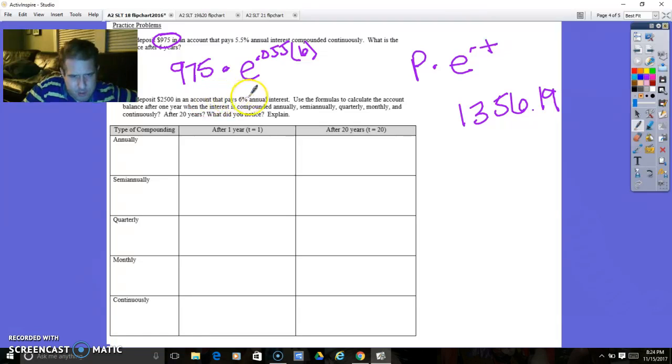All right, so that's an example. If you deposited $2,500 and paid 6% interest, compounded continuously. So this is basically to figure out how it's going to change differently as time goes on. But I think I've described E.